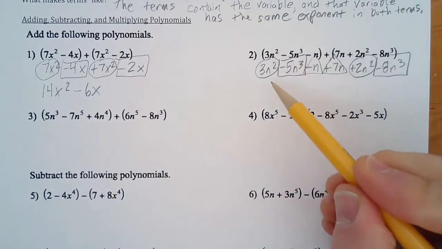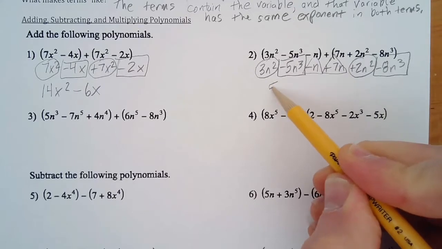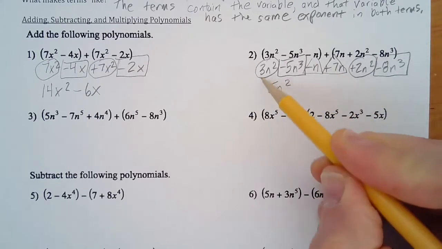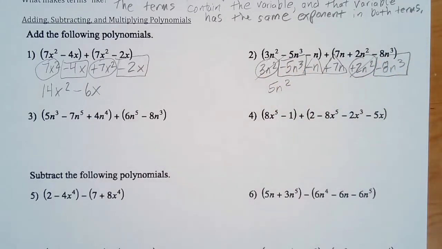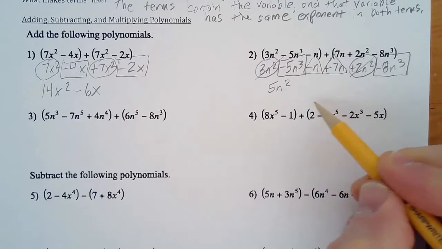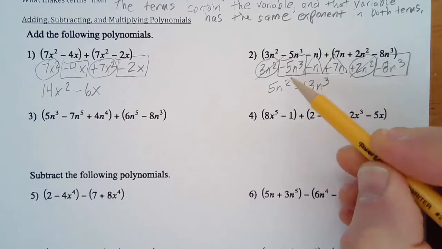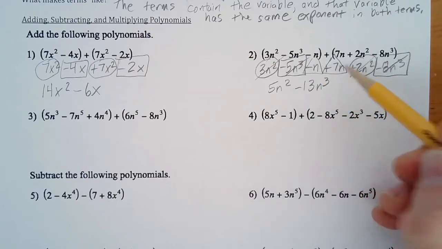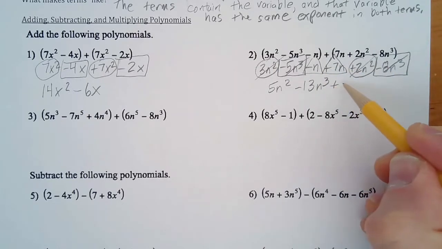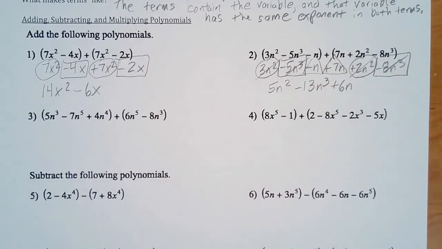All right, so 3n squared plus 2n squared, that would be 5n squared. I kind of like to cross them off as I go, especially when there's a lot of terms to add. Negative 5n to the third plus negative 8n to the third, that's going to be negative 13n to the third. And then we have negative n plus 7n, that's going to be positive 6n, right? This is like negative 1n plus 7n. And that's going to be 6n.